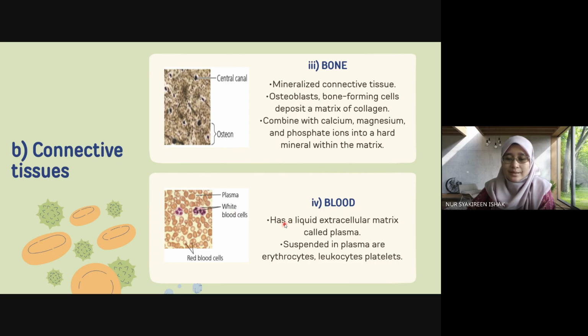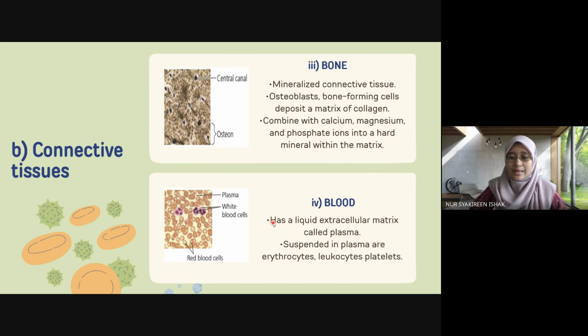It has a liquid extracellular matrix called, sorry, blood. Blood has plasma. Blood has two major components, the blood plasma and then the cellular elements. The blood plasma consists mostly of water and other elements such as respiratory gases, ions, and proteins. Those are the components found in the plasma.